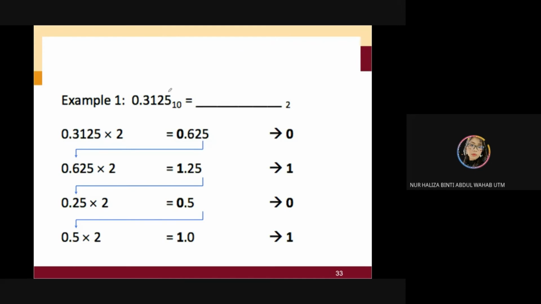So if you have a fraction number only over here, you're going to see that.